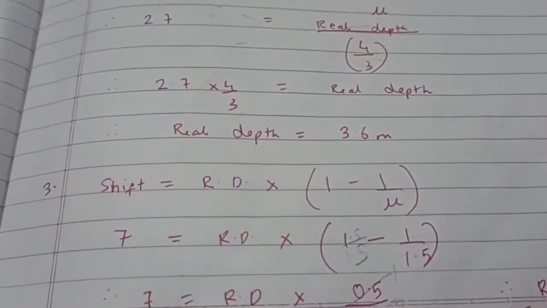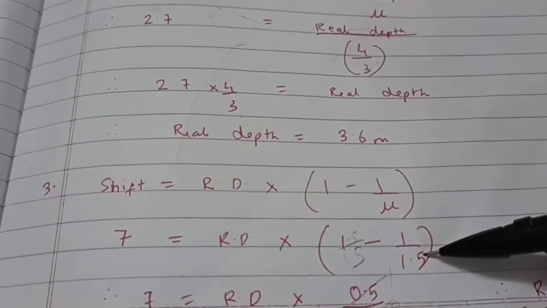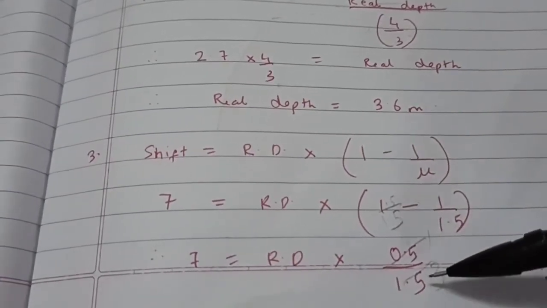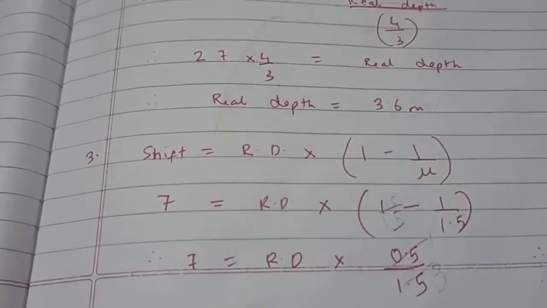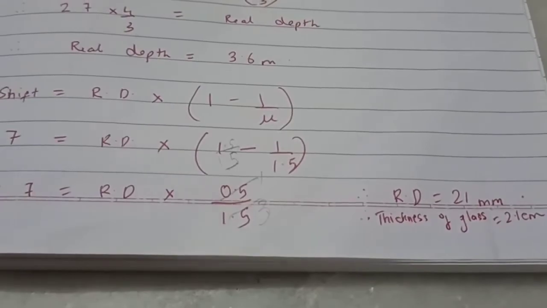Shift is equal to RD into 1 minus 1 upon mu, where mu is given as 1.5. So we do LCM out here. So this becomes 0.5 upon 1.5, which is 1 upon 3. 3 goes up, and RD is 21 millimeters. So the thickness of glass is 2.1 centimeters.